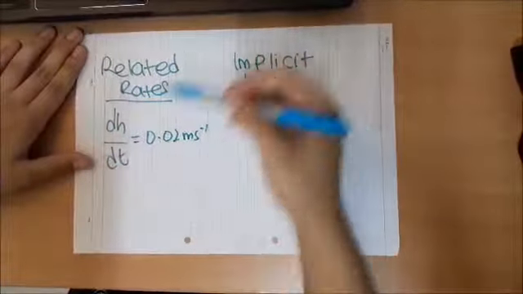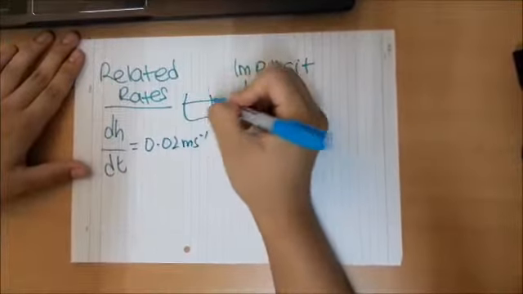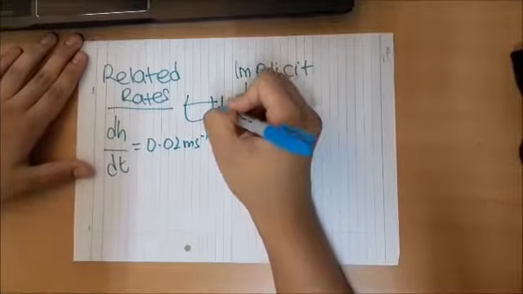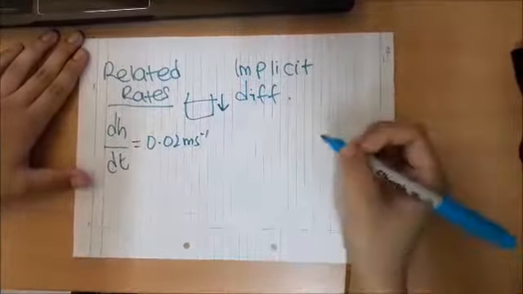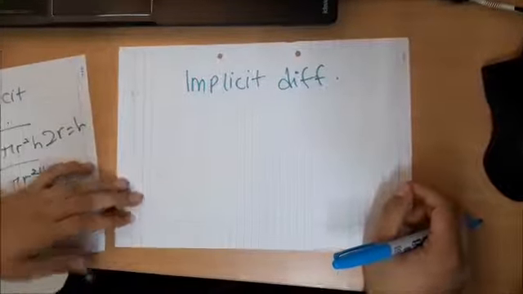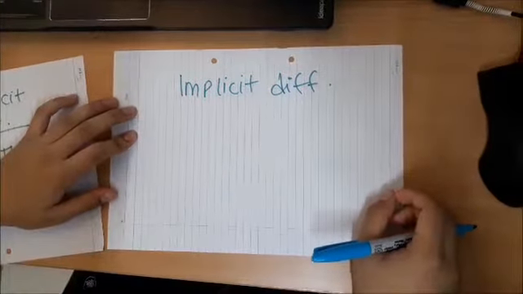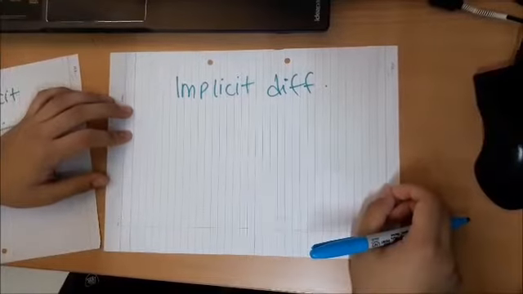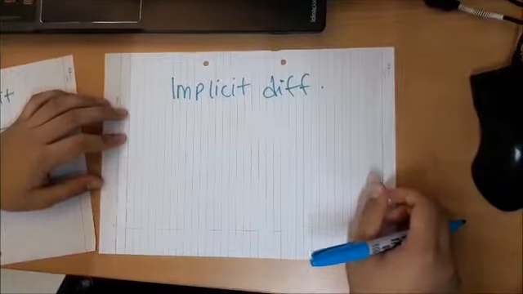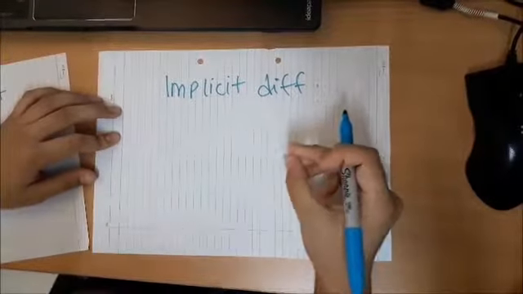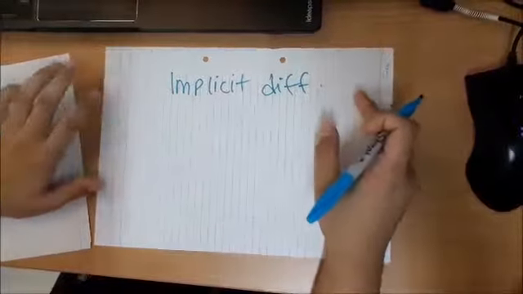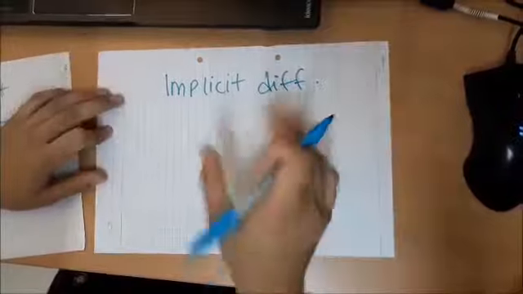It means that the height of the water is decreasing at the rate of 0.02. Okay, next we use implicit differentiation. Implicit differentiation is differentiation of functions for which it is inconvenient or impossible to express them in a normal form. So in this project, we use implicit differentiation.